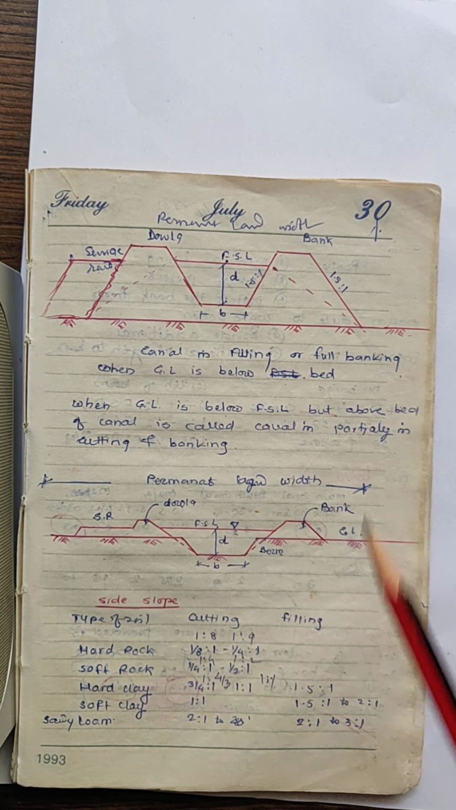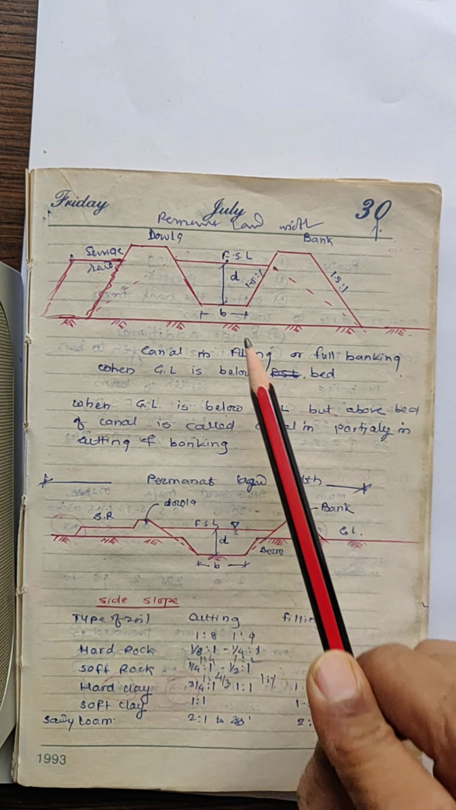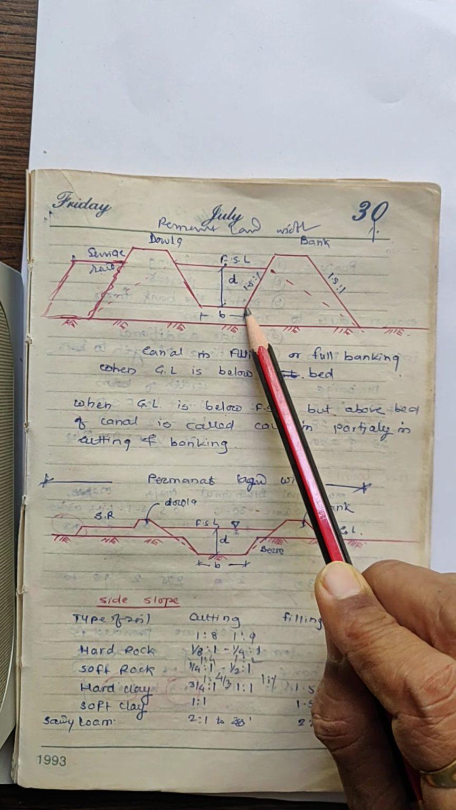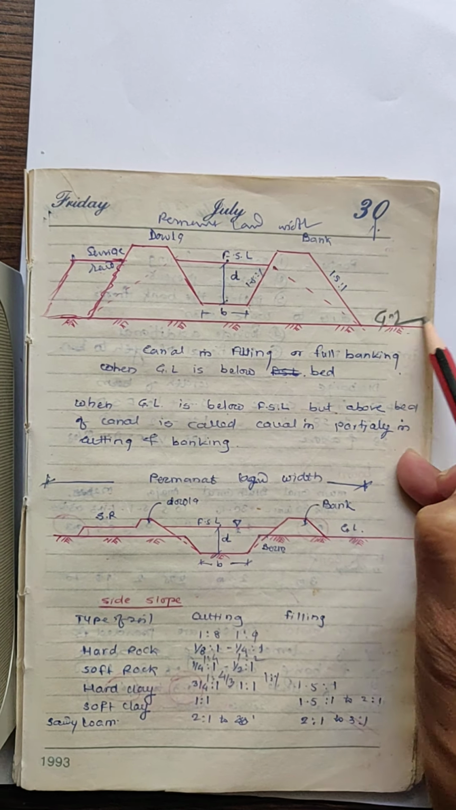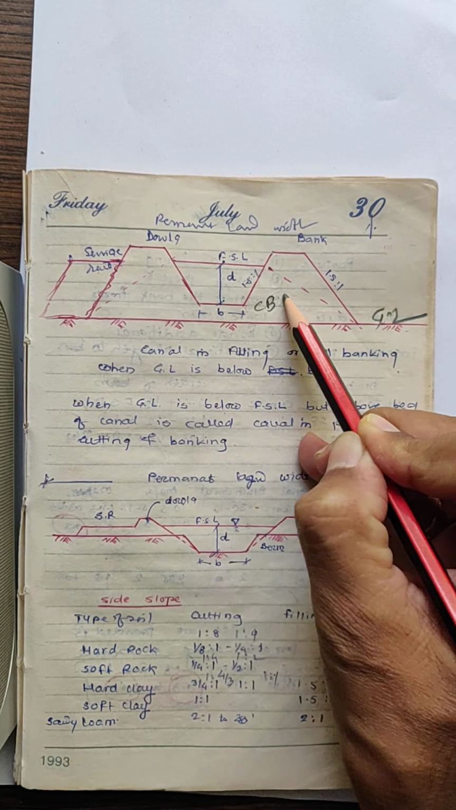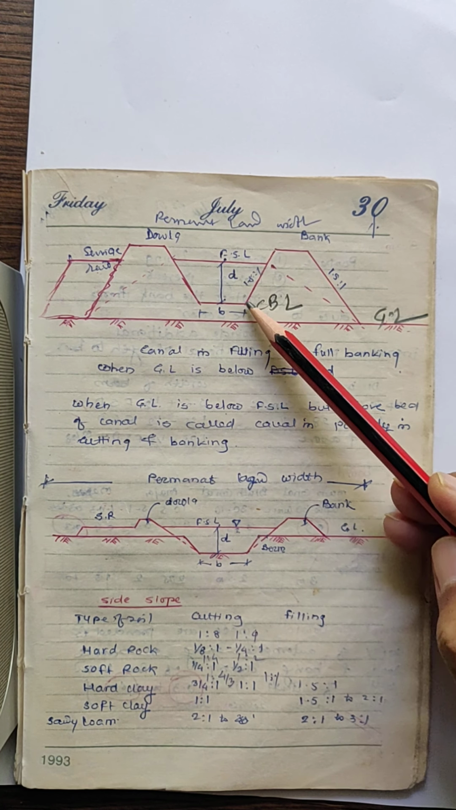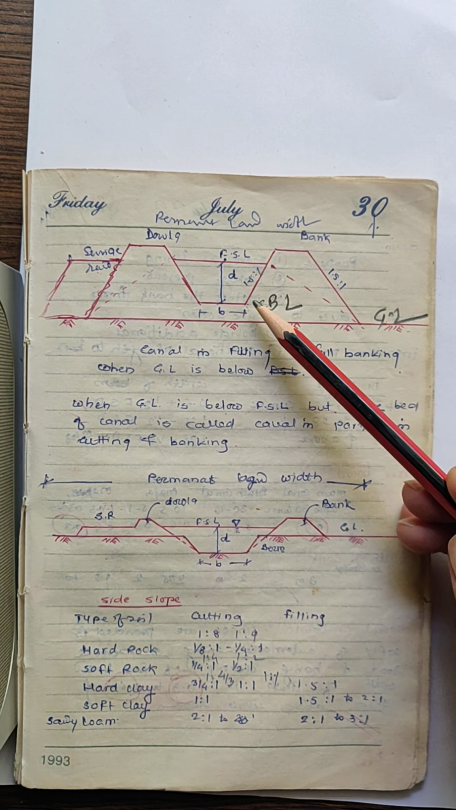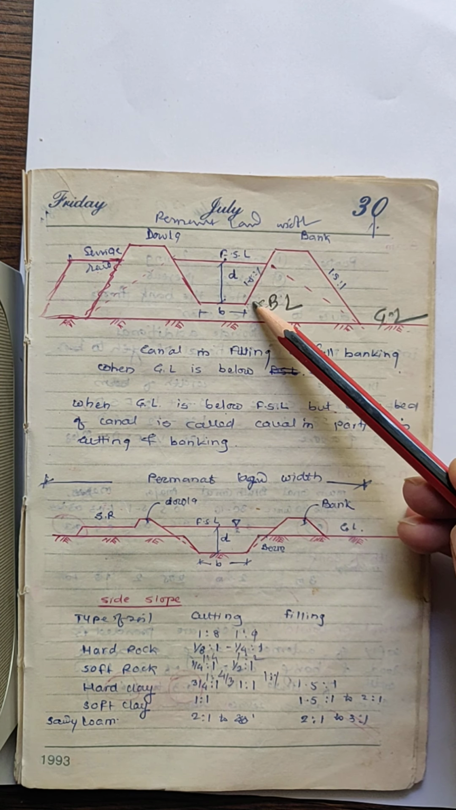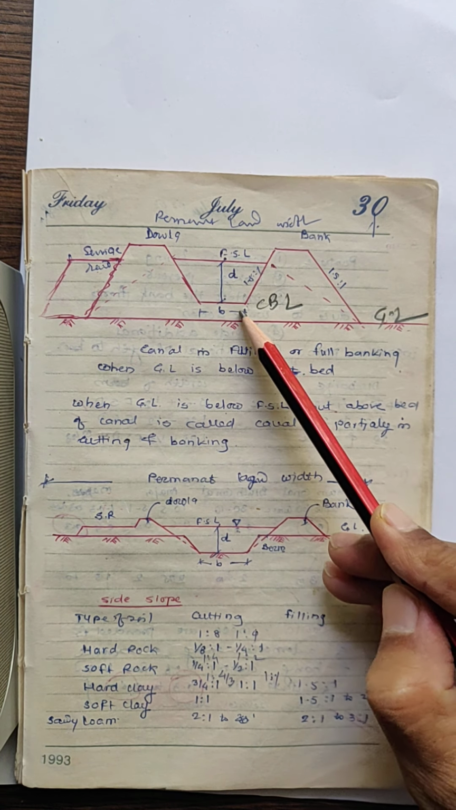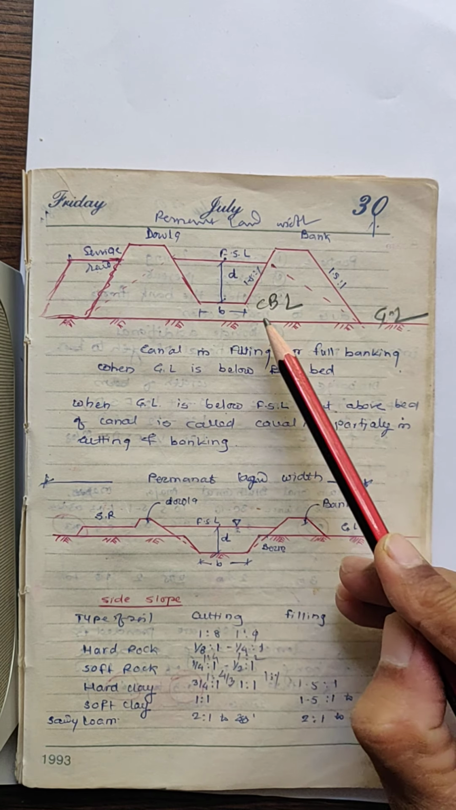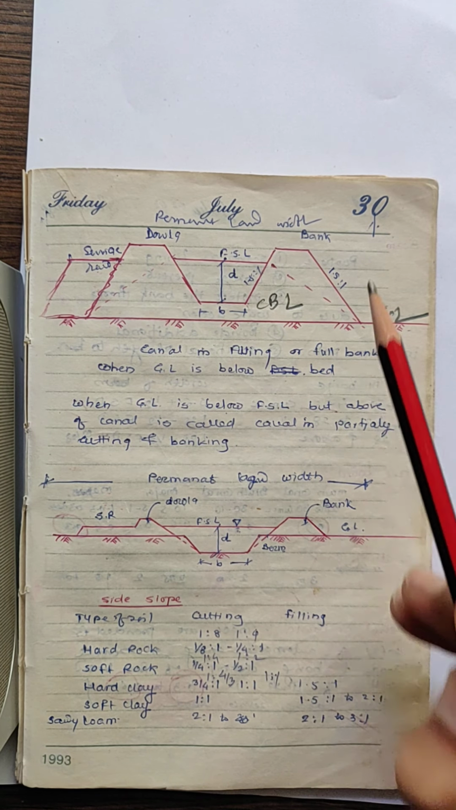Now we see in this section CBL, that is the canal bed, is above GL. So this is GL. This is CBL. CBL is above GL. Of course, FSL will definitely be above GL. Such a canal section is known as canal in full banking.